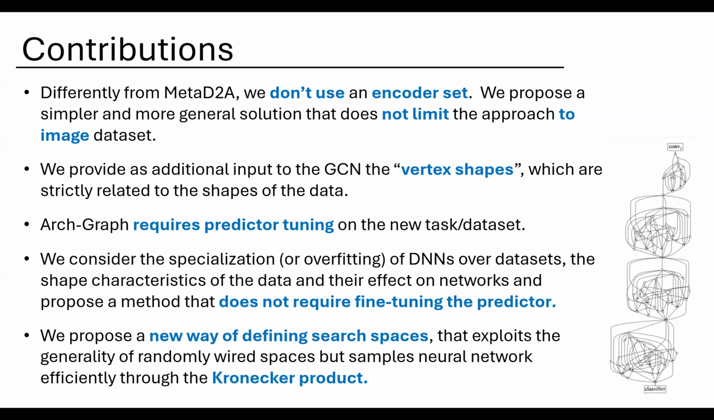input to the predictor. Then ArchGraph instead requires the tuning of the predictor to move from one dataset to the other. And rather than fine-tuning the predictor, we decided to deploy the validation accuracy of networks not trained until convergence, because we showed that this helps a lot. Finally, as a contribution, we define a new search space, or better, we define a new way of restricting the search space by exploiting the Kronecker product. Going to the search space definition.